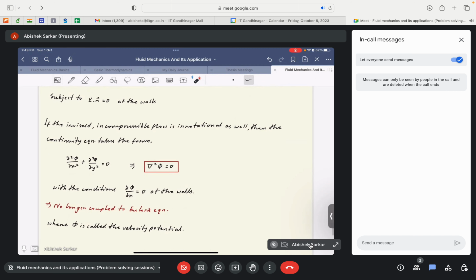This has a very popular form, del square phi equals 0, and this is a very popular equation in the context of PDEs and in understanding various physical problems, such as steady thermal conduction and thermal diffusion. It's a very popular problem. And this equation is termed the Laplace equation.